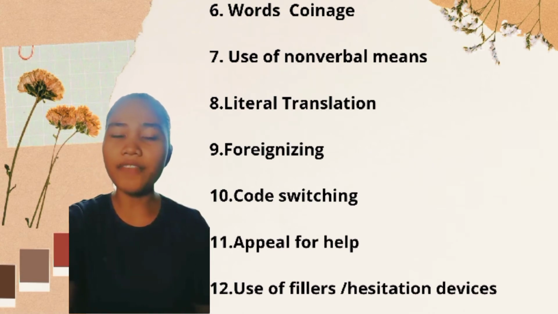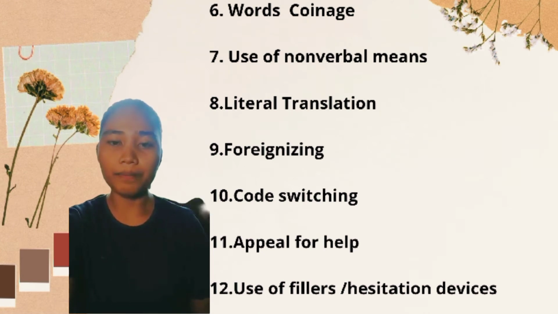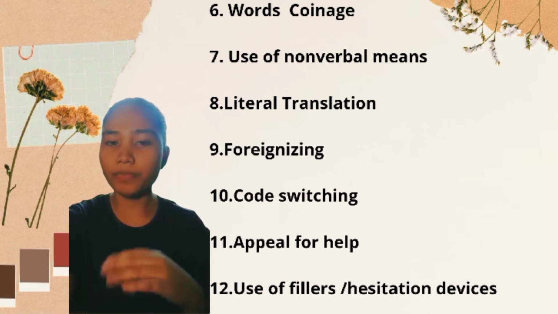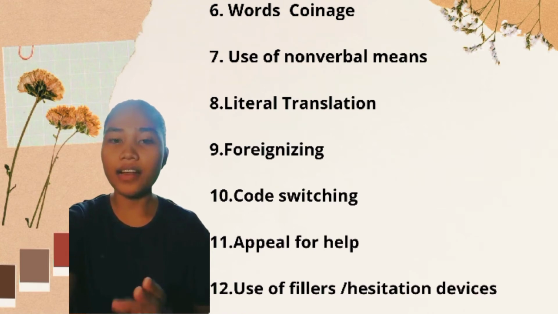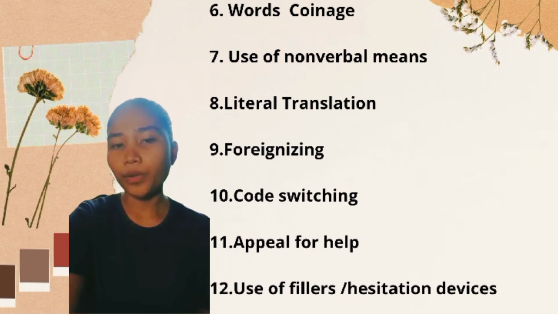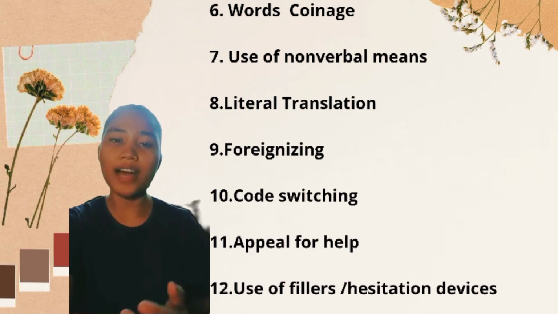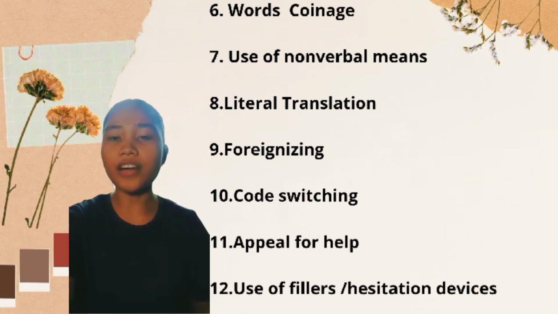And the seventh one is the use of nonverbal. Means you mime the gesture, use facial expression, and imitate sound to express the meaning you want. Next is the literal translation. You translate a word or an idiom from your mother tongue to English using the structure of your first language.